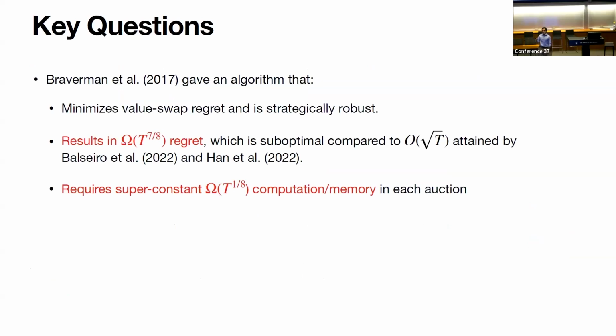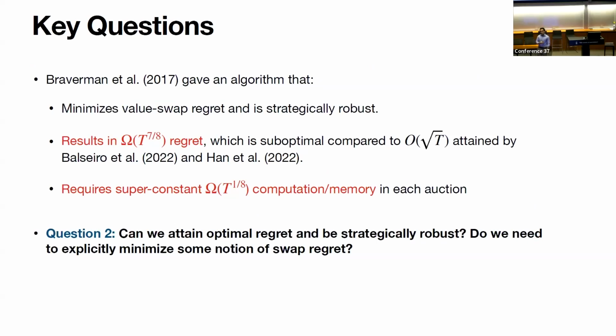Secondly, Braverman et al. gave an algorithm that is strategically robust by minimizing a complicated notion of regret called value swap regret. However, in doing so, they lose out on external regret. So their algorithm attains T^{7/8} as the regret guarantee. Moreover, more importantly, practically, it requires super constant computation and memory at each step. So in order to get the strategic robustness, you're losing out in the core learning problem. This is another question: do we need to do this? Do we need to go for these complicated notions of regret? Or does there exist a simple algorithm that can get the best of both worlds, both optimal regret and being strategically robust to manipulations?